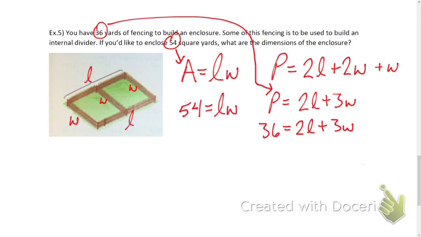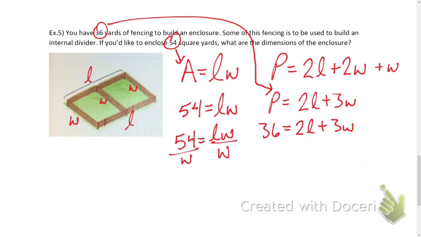Now looking at these two, I don't think elimination would work. I mean, you might be able to do it, but I don't know, to make one of the variables cancel out, that doesn't look fun. I don't think it's doable just by looking at it. You'd have to do a lot of trial and error. But substitution, I could maybe solve for L on the first equation there with the 54 by dividing by W.